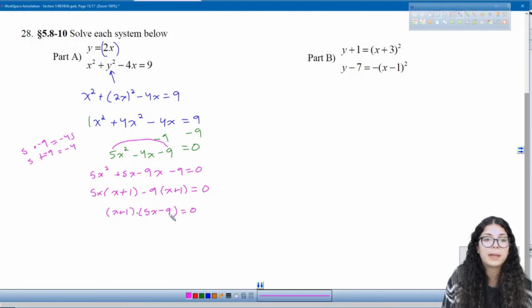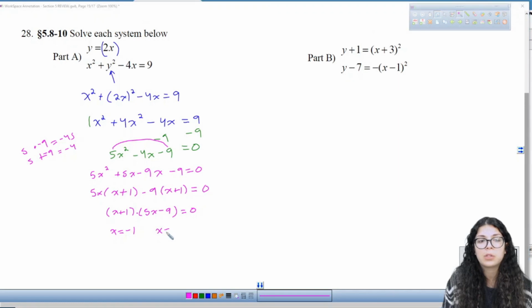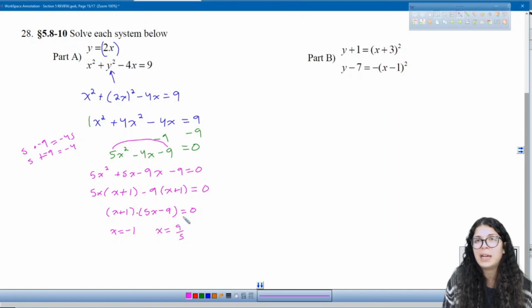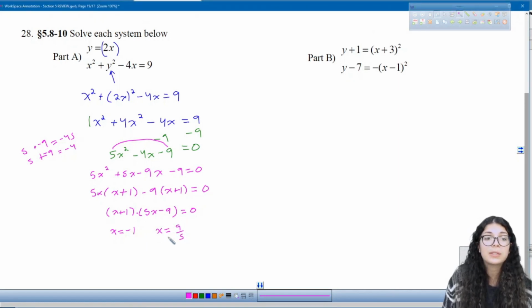Now, these two multiplied together have to equal 0. So if x plus 1 equals 0, we get the solution x equals negative 1. If 5x minus 9 equals 0, we get the solution x equals 9 over 5, because we would add 9 and then divide by 5. Now, those are just the x values, right?